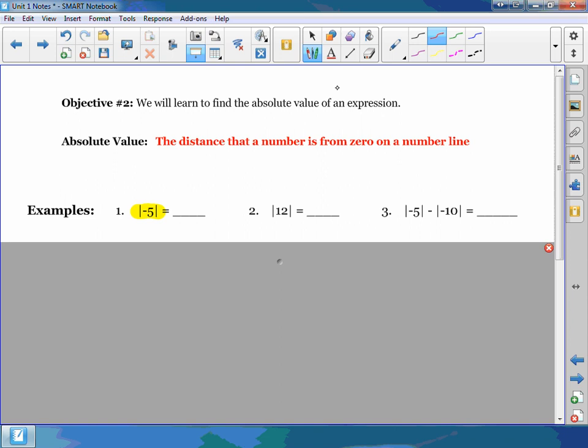Going back to that concept I mentioned earlier about distance. When I tell you that a number is a certain distance away from 0, that number is always represented in a positive fashion. So the absolute value of negative 5 is actually 5. So if we skip to 2, it's asking us the absolute value of 12. Same thing. If I'm looking at the distance that 12 is from 0 on a number line, it is 12 places away. It's not negative 12. Likewise, the distance for negative 5 is not negative 5 places away.